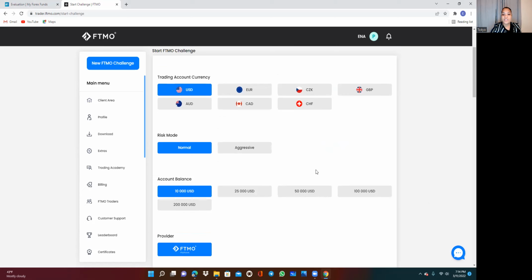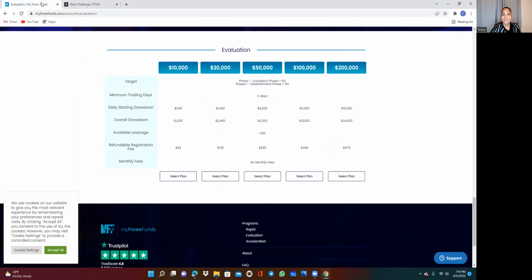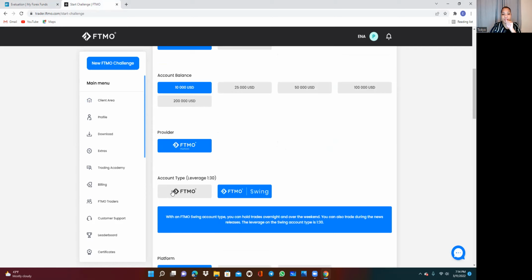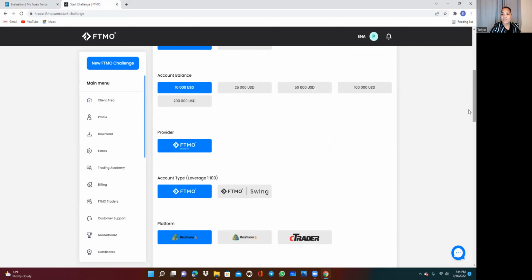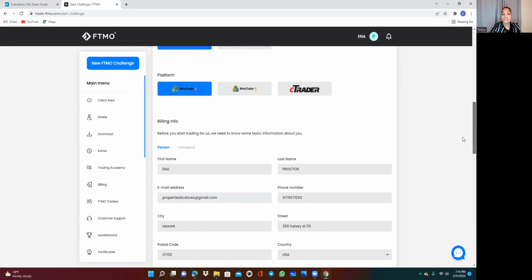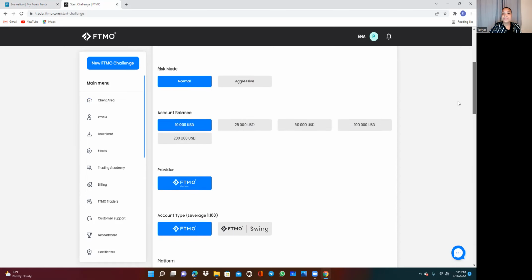Okay, so for 10K it is 169 versus 84 for My Forex Funds. But that's for swing. Let's just see the regular account. So on the swing account it is 169, it's the same. On the swing account, the leverage is lower, but you are able to trade during the news.